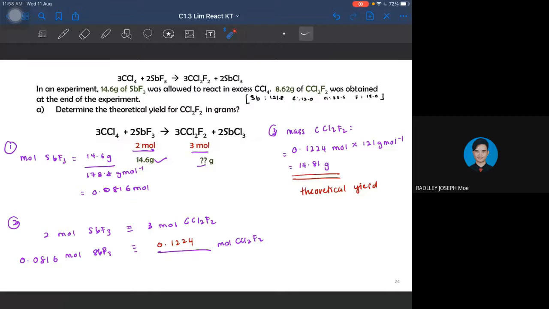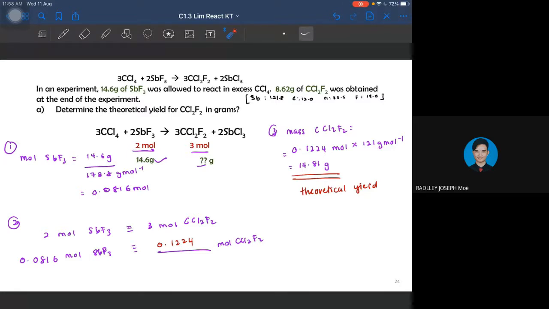Okay, so itu secara teorinya kalau kamu buat this reaction, you are expected to get this much of your CCl2F2. Okay, but in reality, in experiment, it is impossible lah untuk dapatkan 100% of this mass. So, that is why in experiment, kamu akan diberikan, contoh kalau kamu buat eksperimen, kita akan timbang produk yang dihasilkan tu. So, that will be the actual yield.